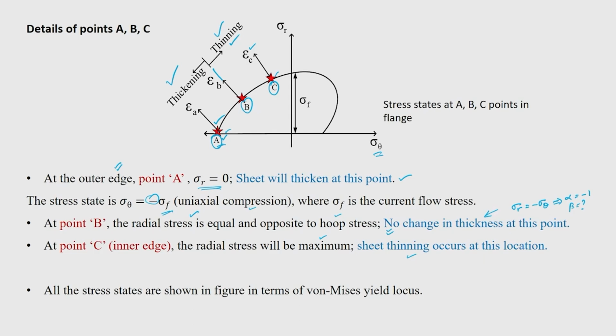Okay. So this characterization, this thickening and thinning which is mentioned here, can be compared with the previous discussion we had. A similar diagram we already discussed. So all the stress states like this can be represented in terms of, let us say for example, a von Mises yield locus like this. So now let us go back to this equation.